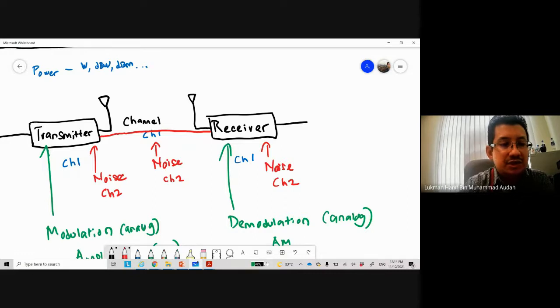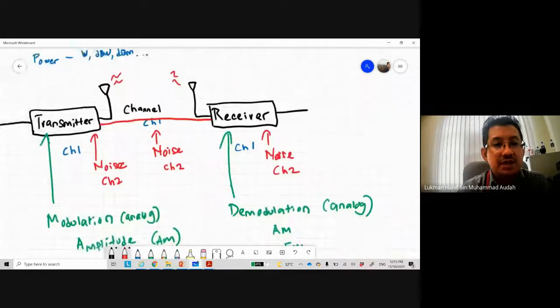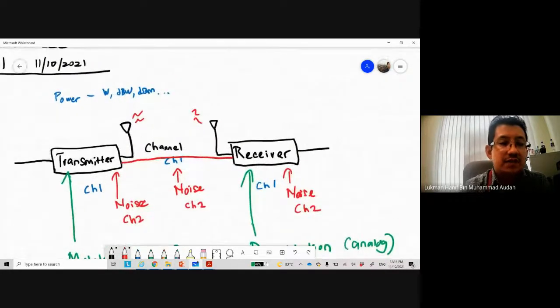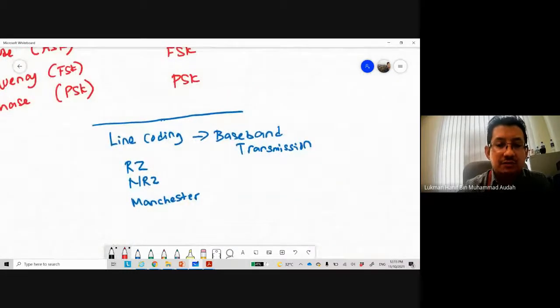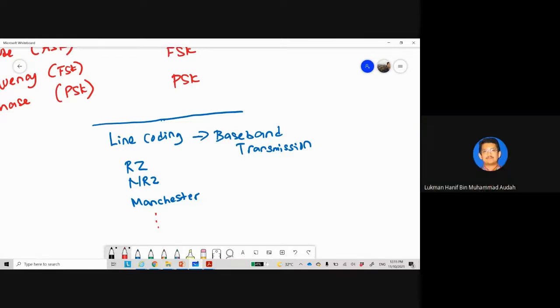If you want to transmit digitally using a baseband transmission, you can transmit using the cable. Okay. For the rest, you can transmit using the wireless transmission using the electromagnetic wave. Okay. Tadi AM, FM, PM kita hantar signal secara analog. Okay, so nanti saya terangkan je. So ini tadi baseband transmission. So ada banyaklah line coding ini. So apa yang kita akan belajar nanti kalau dilihat sekejap.